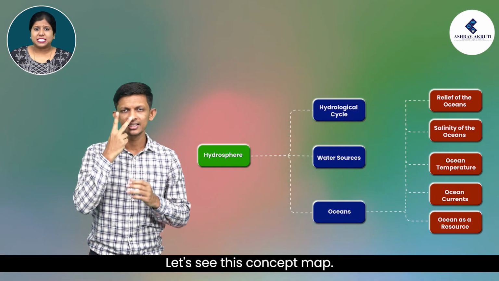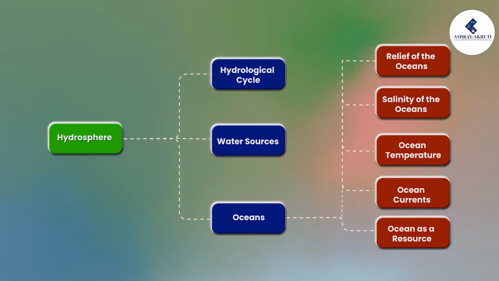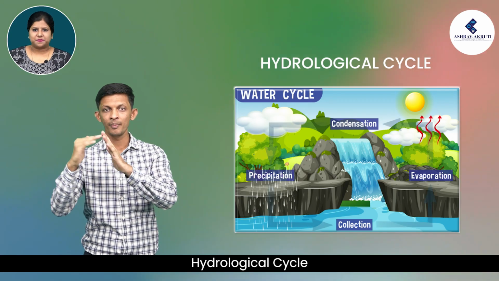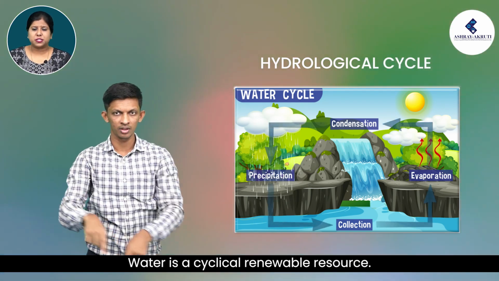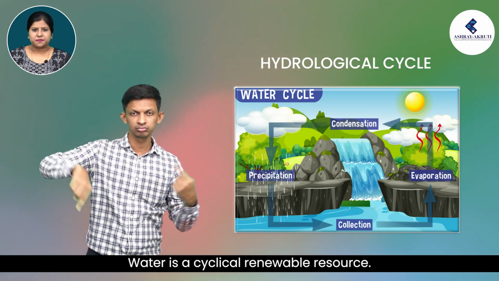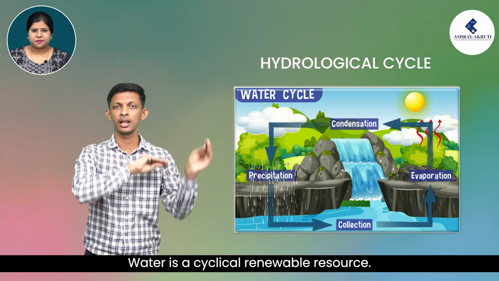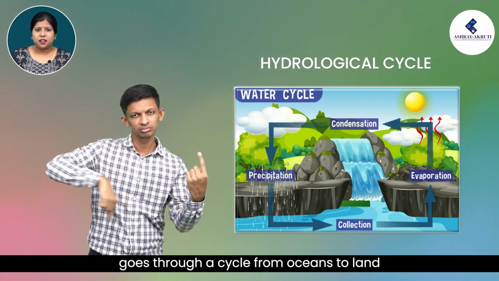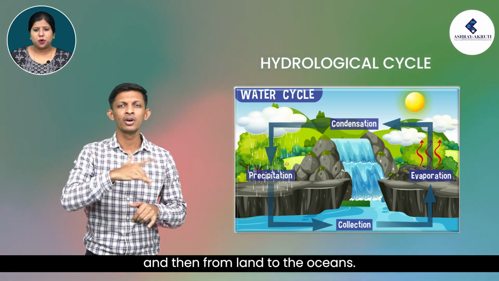Let's see this concept map. Hydrological cycle. Water is a cyclical renewable resource. Water flows through a cycle from ocean to land and then from land to the oceans.